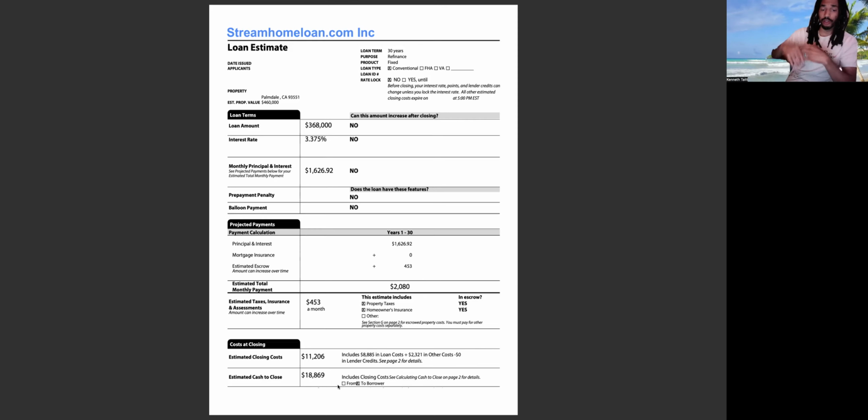And obviously we increased the balance of the new loan enough to cover the closing costs and still attain the amount that they were looking for. So once again, $18,000 in this scenario shows that it's going to the borrower after closing.